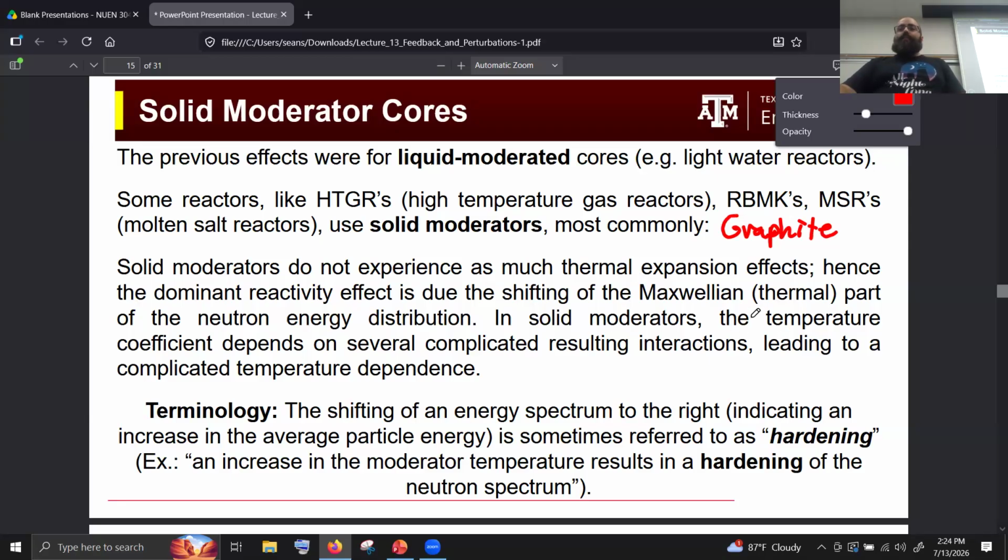And in general, those moderator temperatures are kind of complicated. It depends on a lot of complicated interactions, which makes that temperature dependence a little bit harder to talk about. But, oh, and I guess just in terms of terminology, if you're reading the Stedkov notes, they might talk about the shifting of the energy spectrum to the right as hardening. And it's just two different ways of saying the same thing. If the neutrons have a higher energy spectrum or get shifted into a higher energy, they refer to that as hardening. So you might see an increase in the moderator temperature results in a hardening of the neutron spectrum. It just means that it gets shifted to the right.